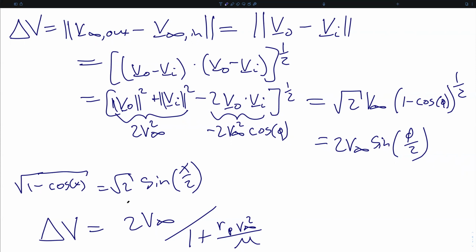The maximum delta V will occur when the derivative of delta V with respect to V infinity is equal to 0. And solving for that, you find that the maximum delta V occurs when the norm of V infinity is equal to the square root of the gravitational parameter of the flyby body divided by the periapse radius, which corresponds to a turning angle of exactly 60 degrees.